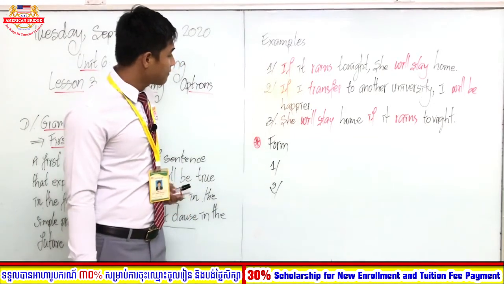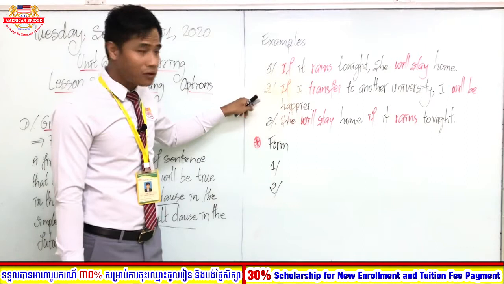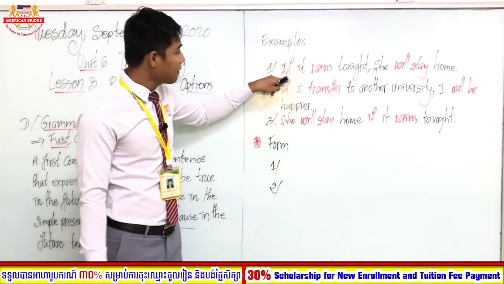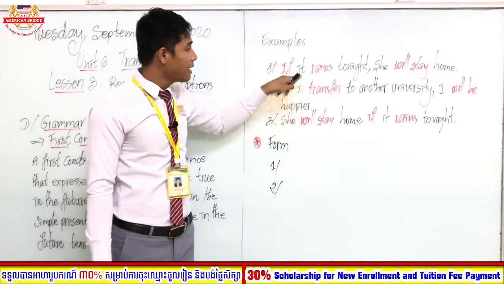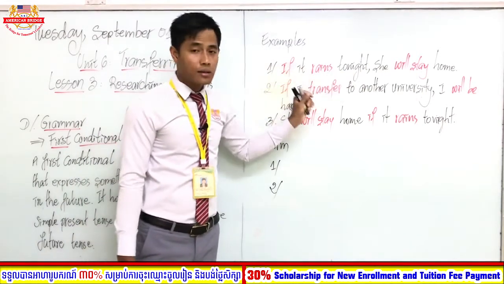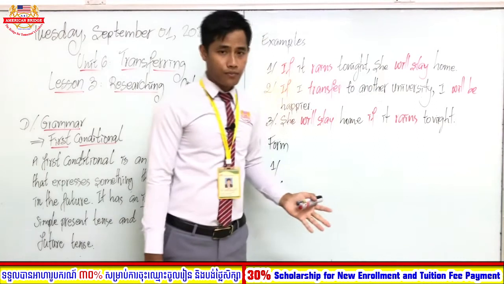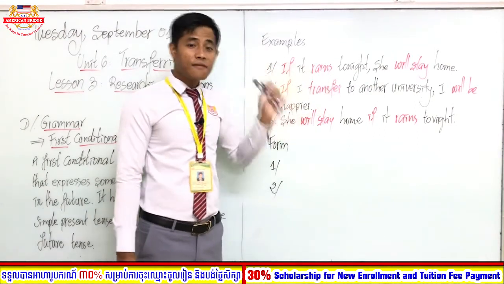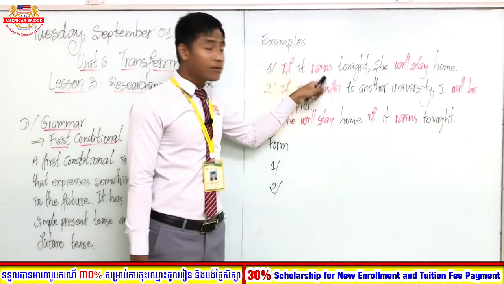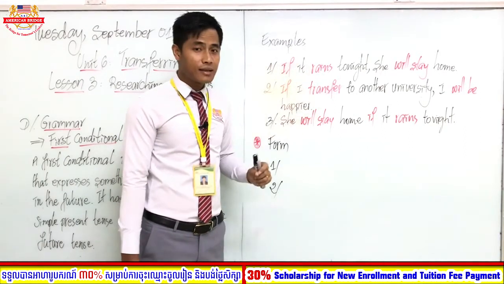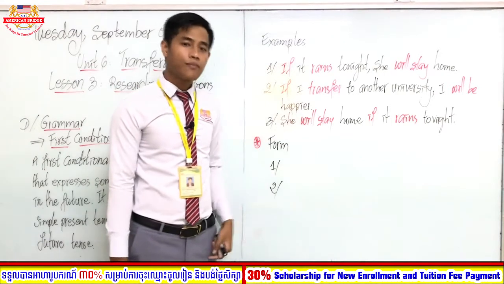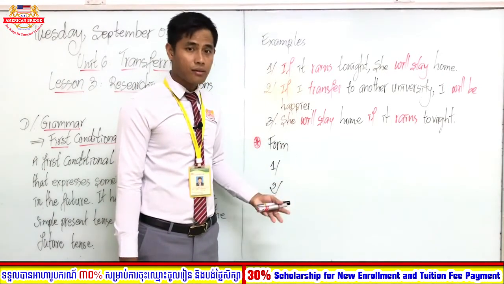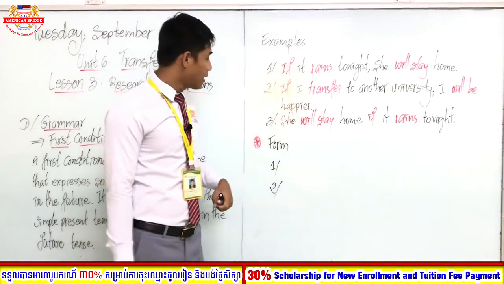So over here, teacher has 3 examples for you. Number 1, if it rains tonight, she will stay home. She will stay home. This is true in the future, right? If it rains tonight, she will stay home. This is true. She won't go out if it rains.